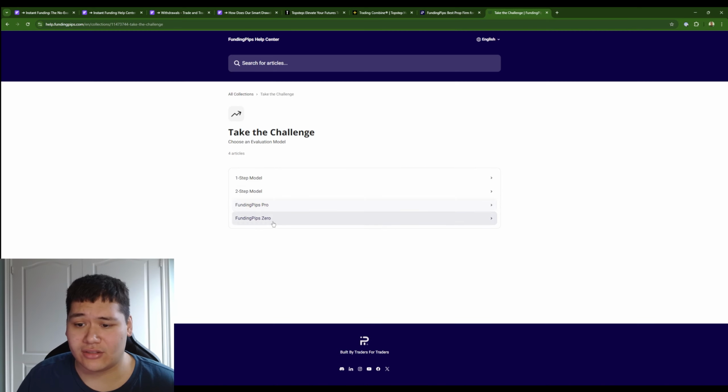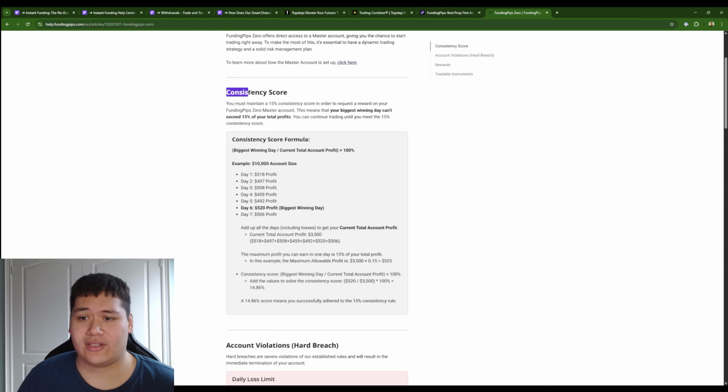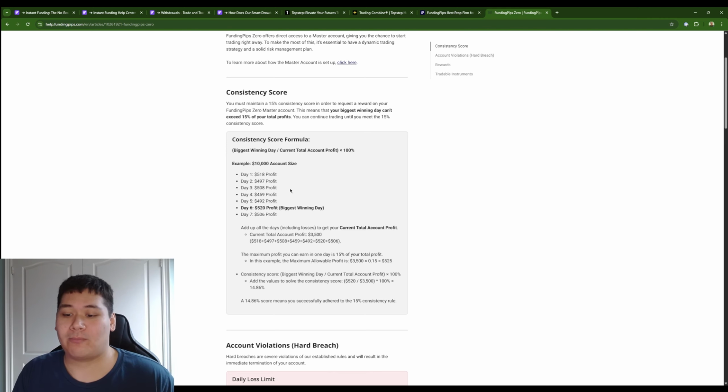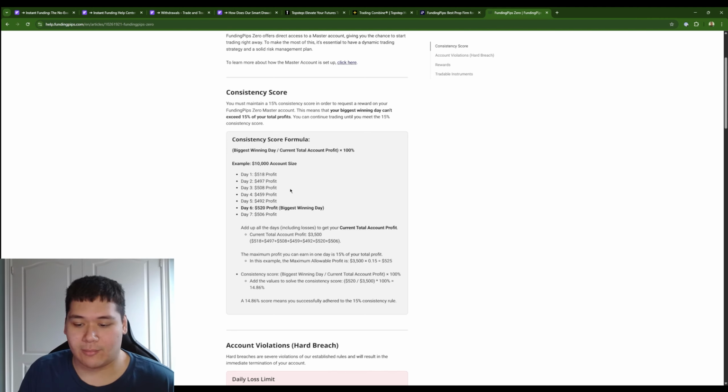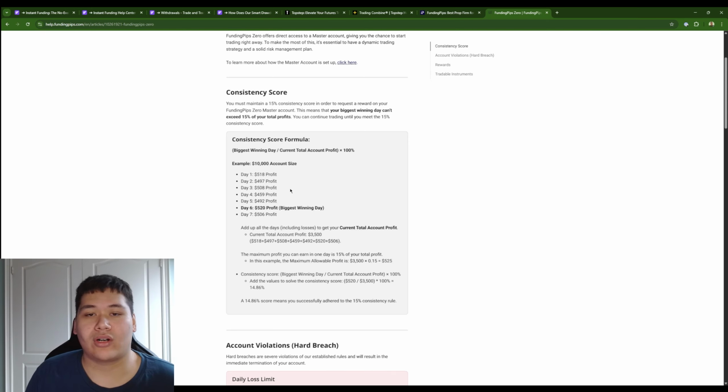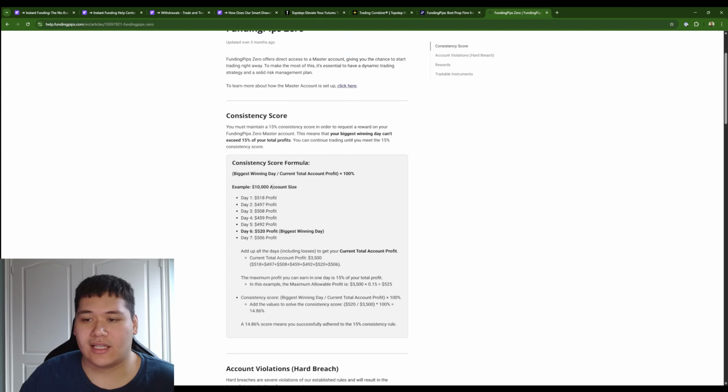So, take the challenge. We have, what is it, Funding Pips 0, is it under Funding Pips 0? Yeah, there you go. There's the consistency rule, and you can learn more about it to see if you can utilize it within your trading, if it applies to you, or if it's going to hinder you so you're unable to withdraw profits. You should stay away from the instant funding for Funding Pips. Basically, this video is about doing your research and how to do proper research for finding the right prop firm. But yeah, that's basically it.